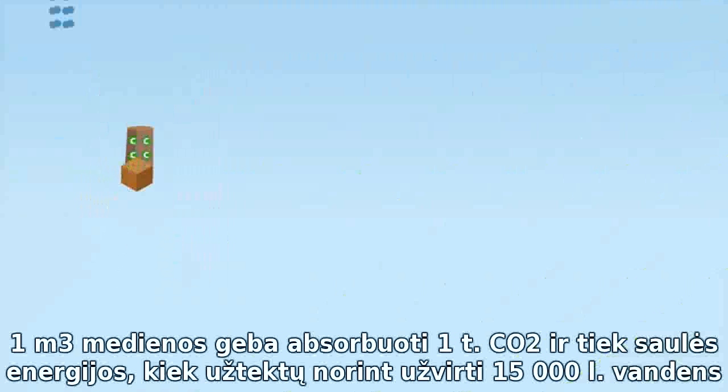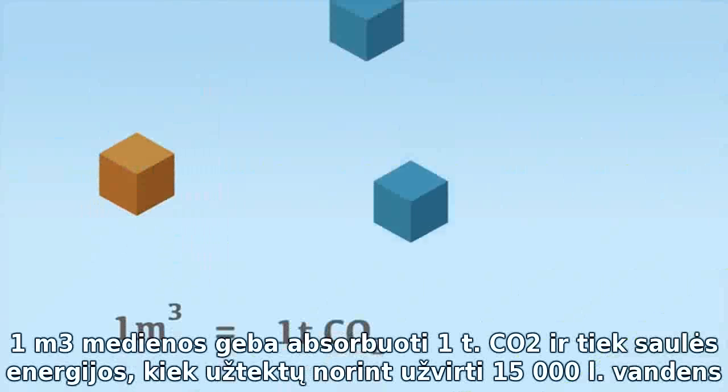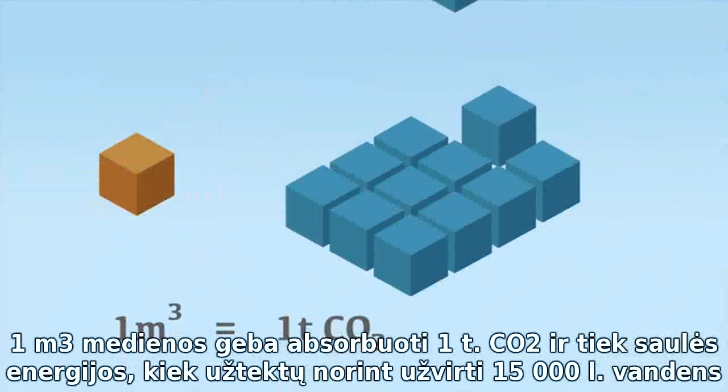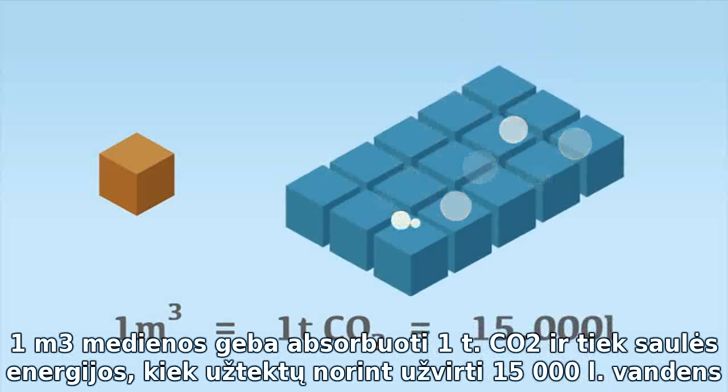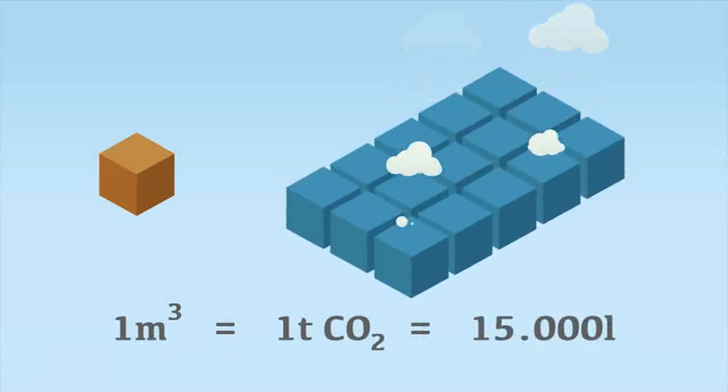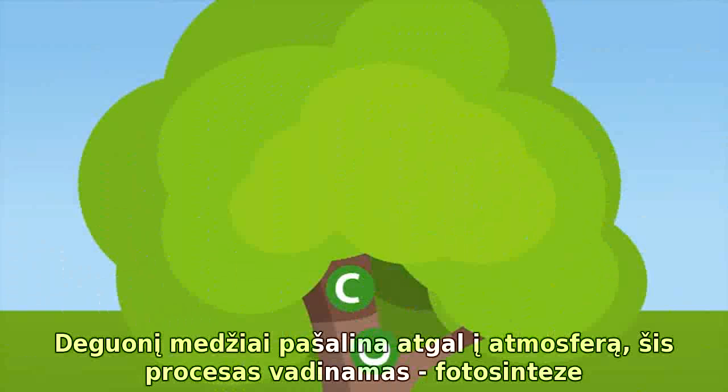1 cubic meter of wood is able to store the carbon of roughly 1 ton of CO2 and enough solar energy to boil 15,000 liters of water. And what happens to the oxygen? Trees simply release it into the atmosphere. The entire process is known as photosynthesis.